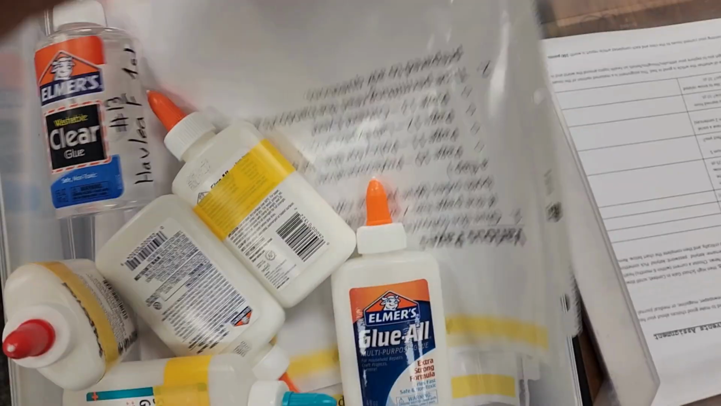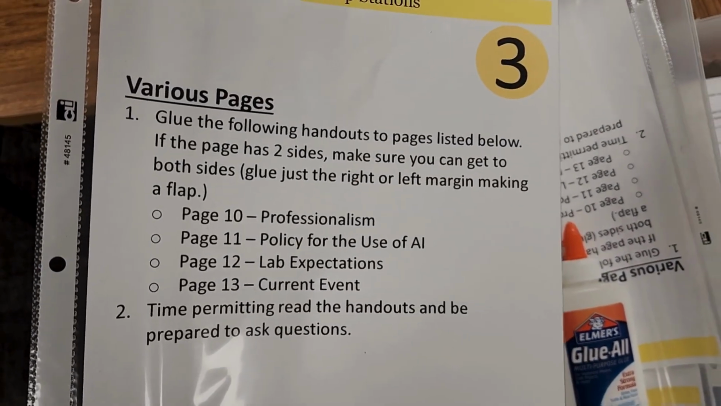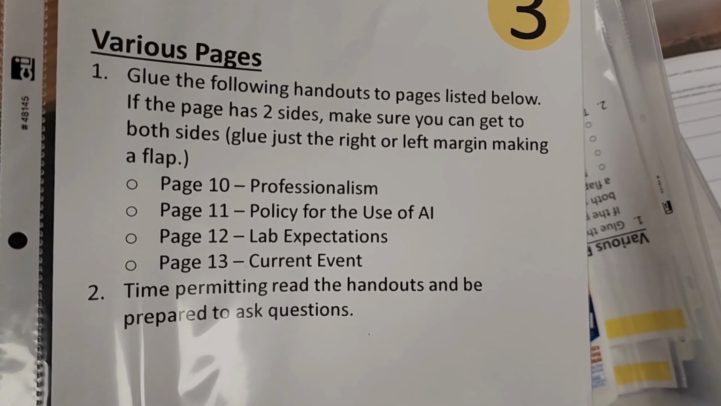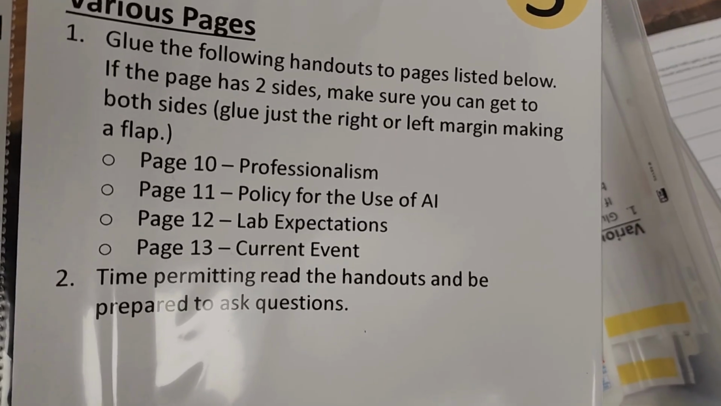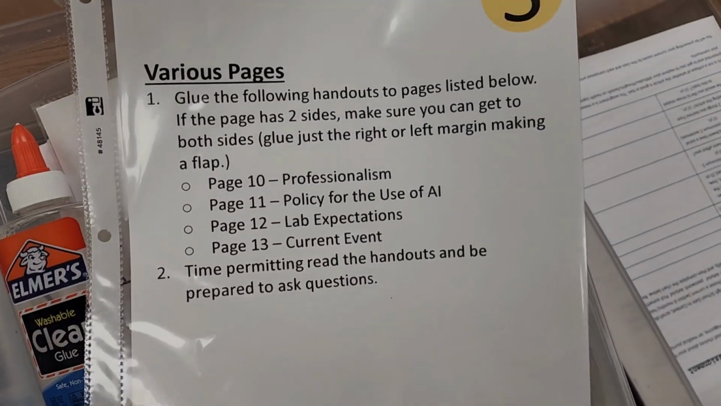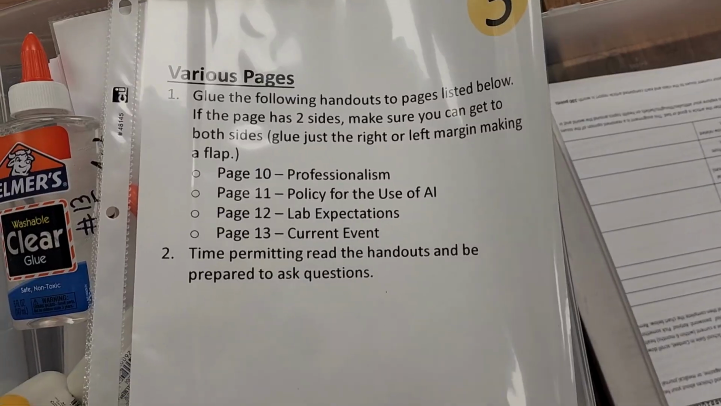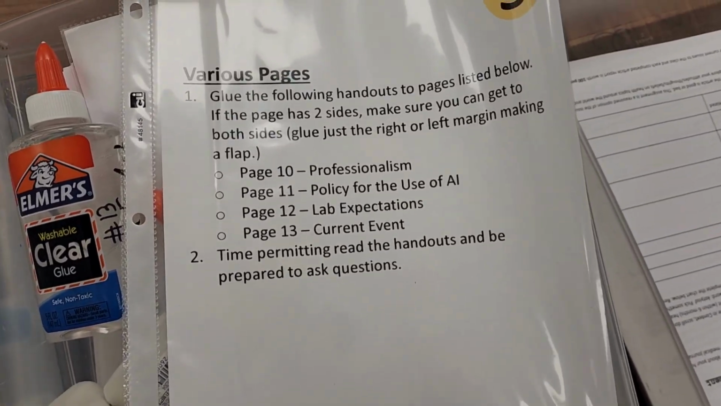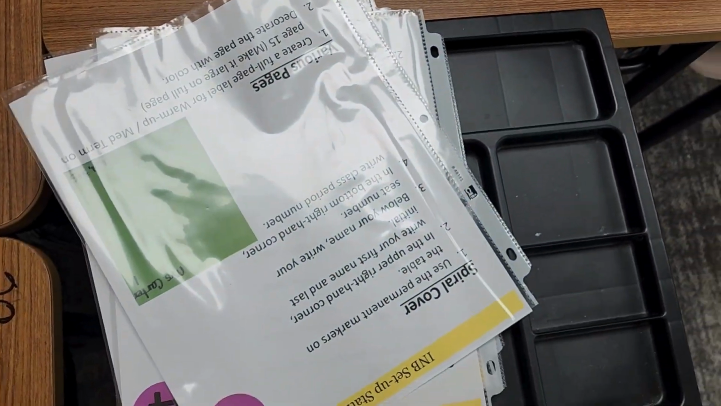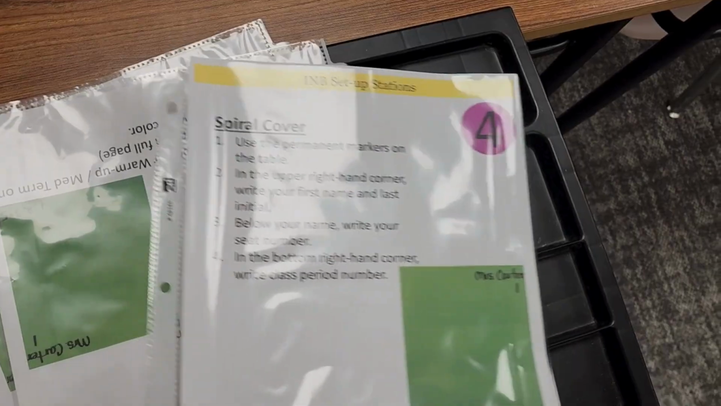Station 3 is just a collection of handouts that the students need to put in their notebook. And it also gives them directions on how to put it in, because some are double-sided. So there's actually 4 handouts. Tells them what page to glue it on. I've got, as it mentions, professionalism, policy for use of AI, lab expectations, and then current event. So with this, we're making a reference book that they can have the whole time. So we're going to be doing those current events the entire year. They have the directions on how to do it.